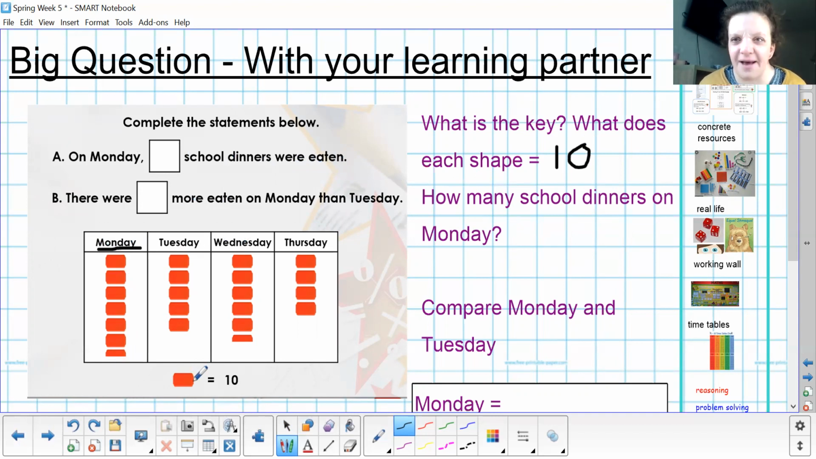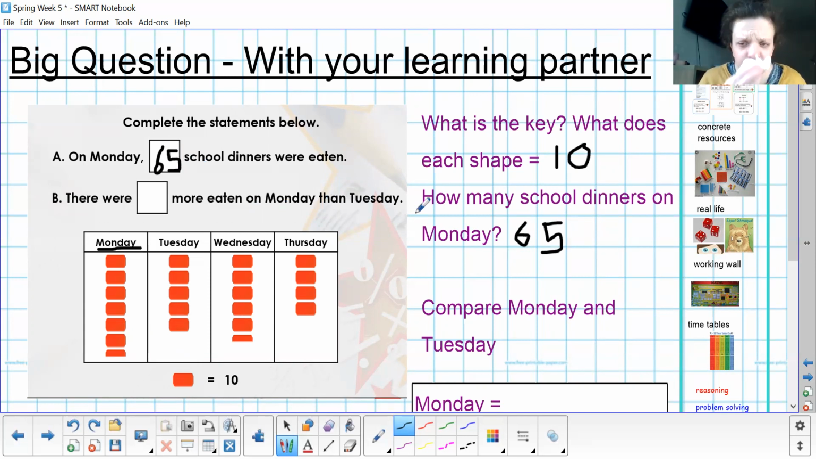So what's half of 10? It's 5. So I've got 60 and then I've got a 5. So how many school dinners were eaten on Monday is 65, because I've got a 60 and a 5, and 60 add 5 makes 65. Okay, now this is when it gets a little bit tricky. So I'm going to put in this box as well, 65. Okay, so 65 school dinners were eaten.